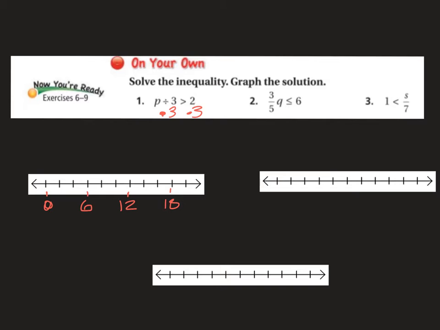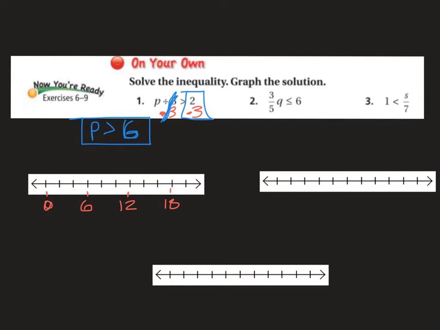So to get p by itself, we have to undo this divided by 3, and the way that we do that is by multiplying each side by 3. All right, so we're going to be left with p is greater than, and then 2 times 3 right here is 6. So we want to graph p is greater than 6.